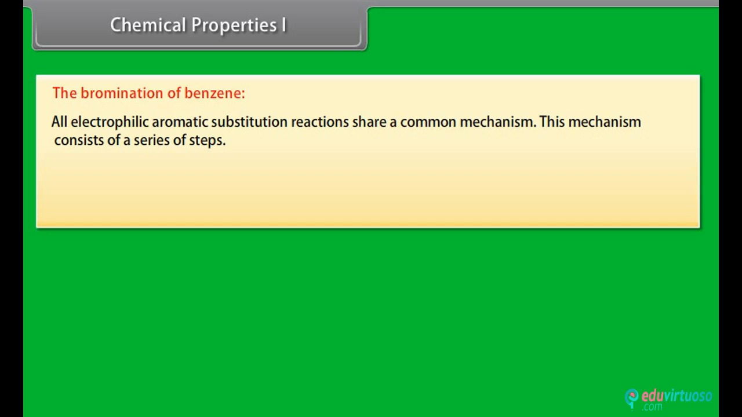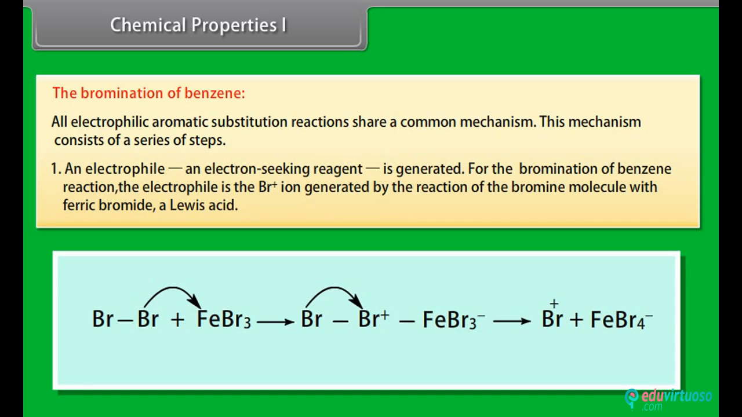All electrophilic aromatic substitution reactions share a common mechanism. This mechanism consists of a series of steps. An electrophile, an electron-seeking reagent, is generated. For the bromination of benzene reaction, the electrophile is the Br+ ion generated by the reaction of the bromine molecule with ferric bromide, a Lewis acid.